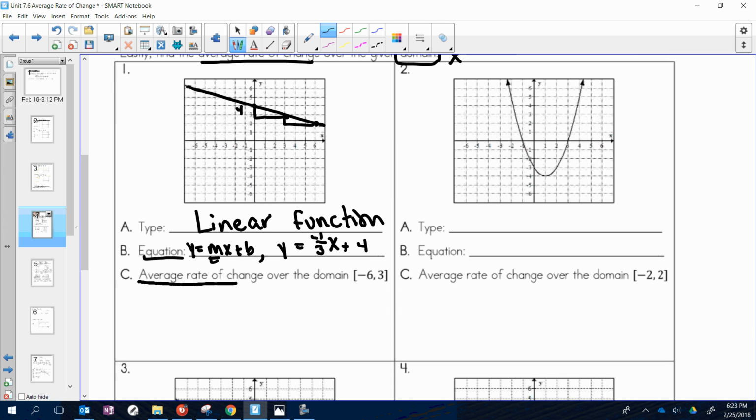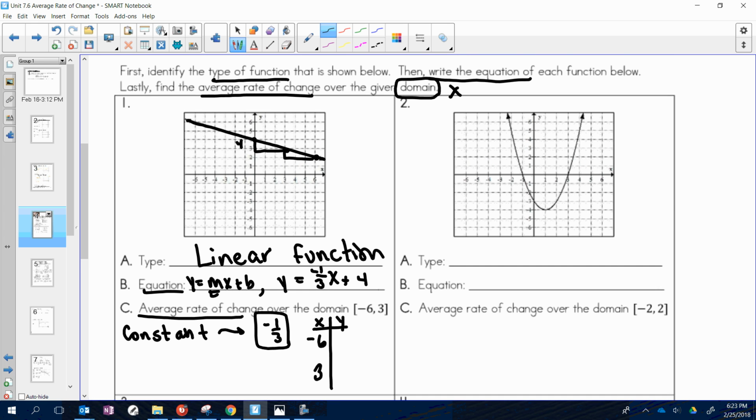All right, so the average rate of change, well, it's a line, so the rate of change is constant. And I already told you what it is because I counted it out in the picture. It's negative 1/3. But let's just check it out and make sure. If I put this domain, these x values, negative 6 and 3, in a table, and I look for their range, their y values, at negative 6, the graph is at 1, 2, 3, 4, 5, 6. And at 3, 1, 2, 3, the graph is at 3.